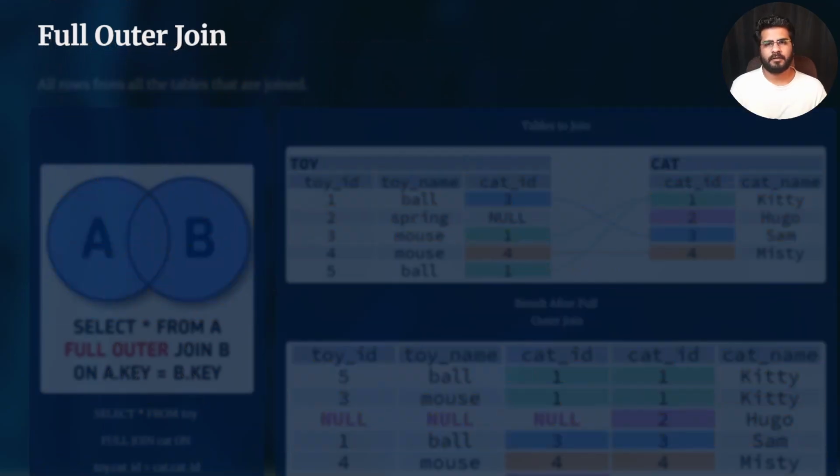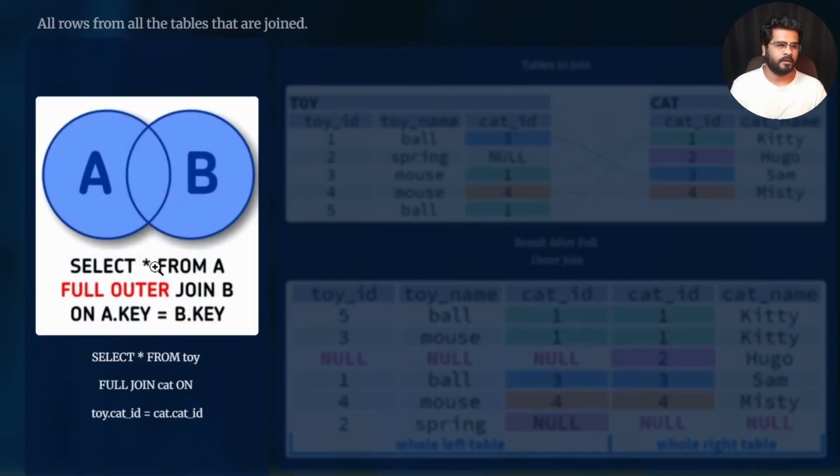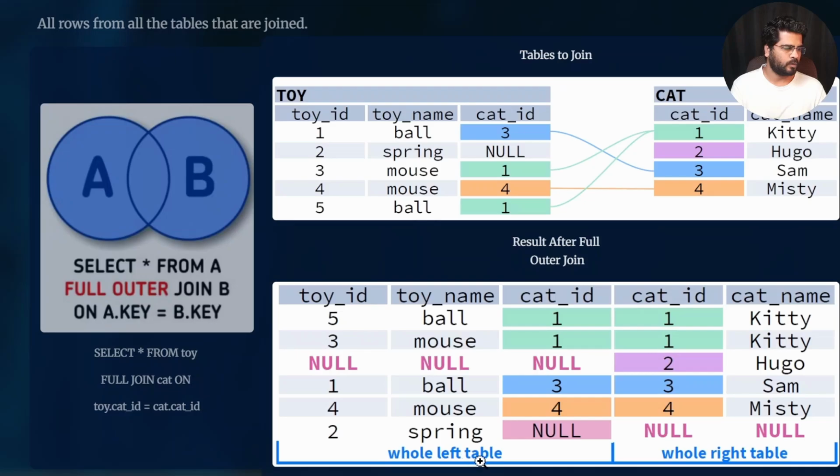So the next is full outer join. Full outer join returns all rows when there is a match in either the left or right table. We see in our Venn diagram that when we apply the full outer join, we get all the rows from table A as well as from table B. When we apply this in our case, the whole left table appears in the result and the whole right table appears. And if no match exists in one table, null values are returned for that table's columns.